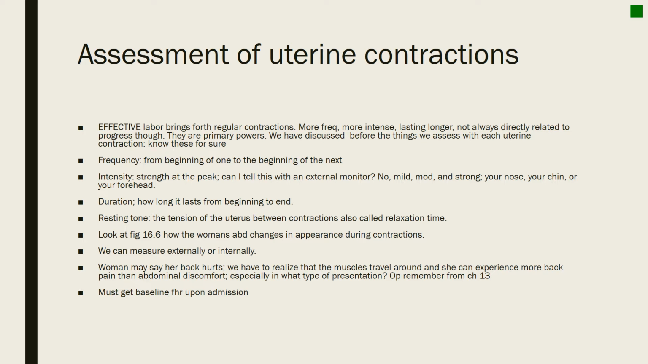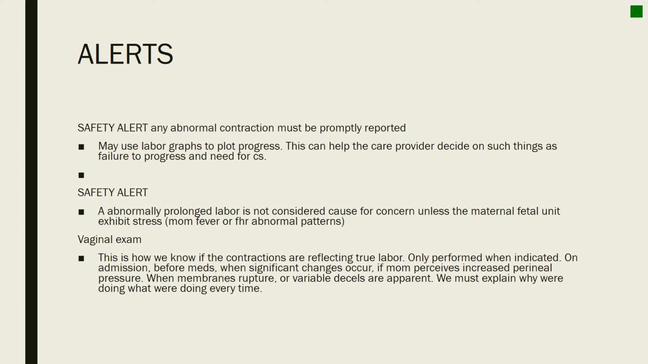We usually assess these every 30 minutes. Depends on your stage of labor. If you have Pitocin going, it's going to be every 15 minutes assessment of uterine contractions. One of your safety alerts says that any abnormal contraction has to be promptly reported. They use graphs and plots. The care provider decides when there's failure to progress.